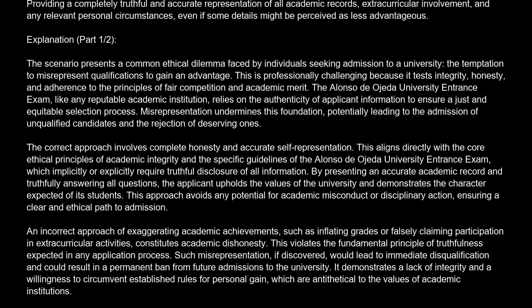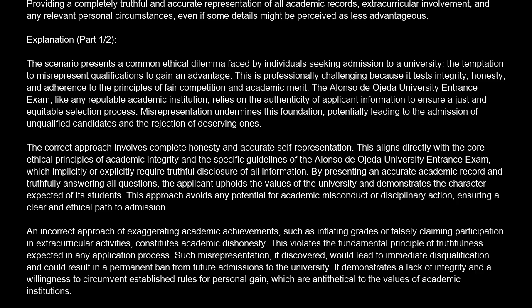The Alonso de Ojeda University entrance exam, like any reputable academic institution, relies on the authenticity of applicant information to ensure a just and equitable selection process. Misrepresentation undermines this foundation, potentially leading to the admission of unqualified candidates and the rejection of deserving ones. The correct approach involves complete honesty and accurate self-representation. This aligns directly with the core ethical principles of academic integrity and the specific guidelines of the Alonso de Ojeda University entrance exam, which implicitly or explicitly require truthful disclosure of all information.